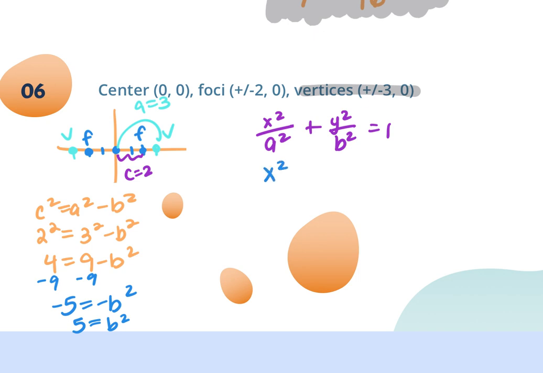So the a was 3. I'm going to plug it in down here by squaring it. That's 9. The b squared is what I have. That's 5.